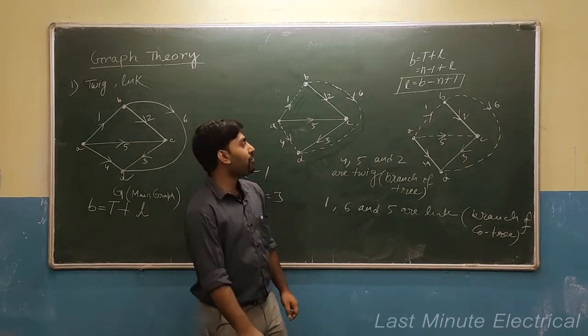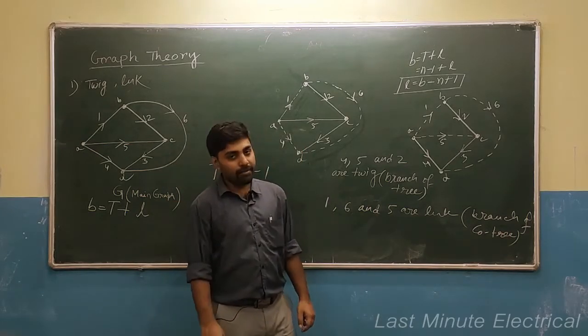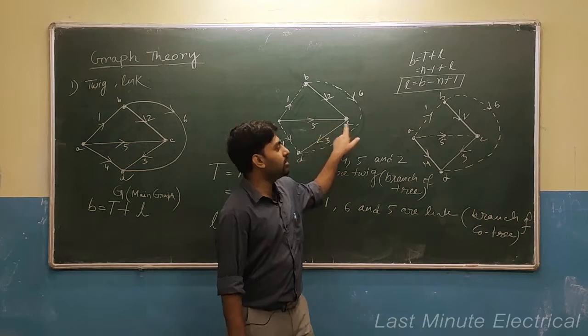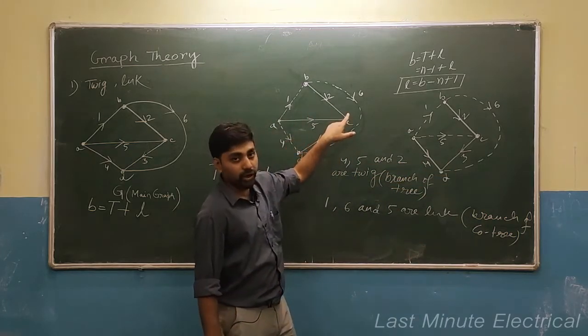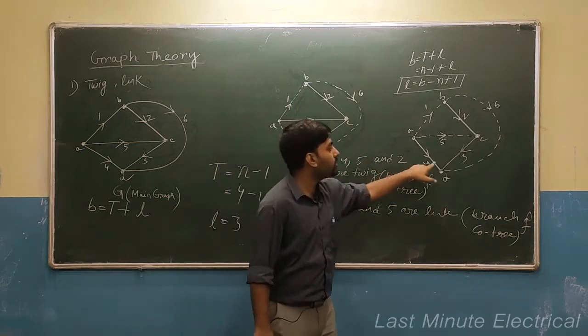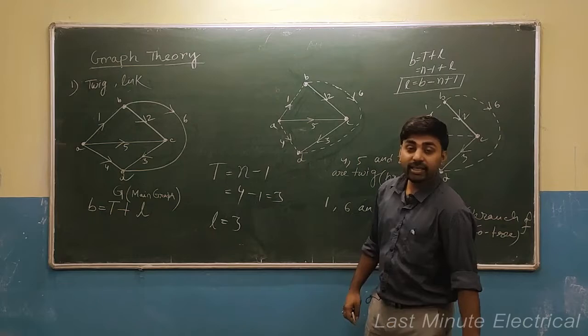See, this is your given graph. How many trees have I drawn? Only 2 trees, this one and this one. This solid portion is the part of the tree only. So these 2 trees I have already drawn. So how many trees are possible?